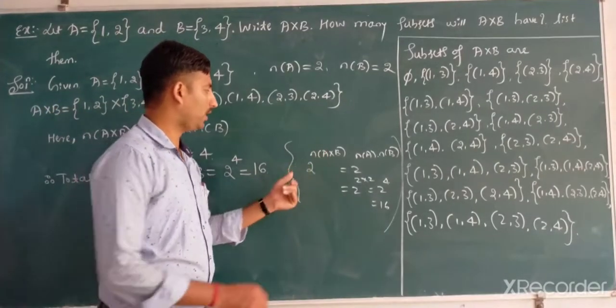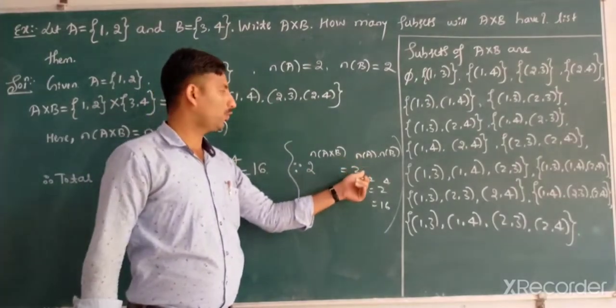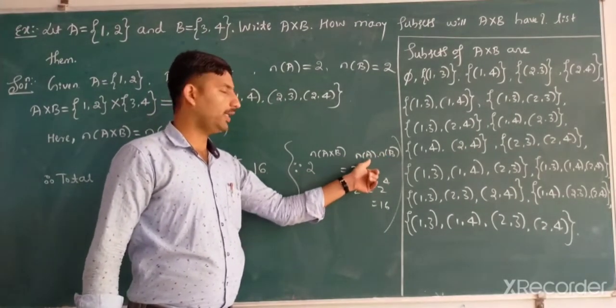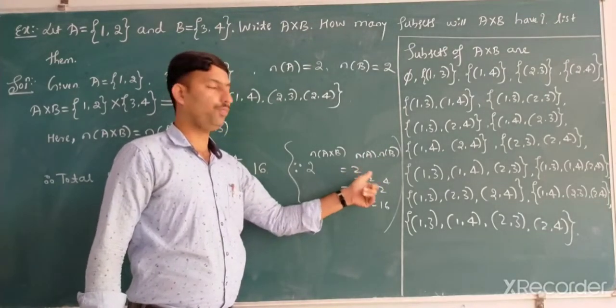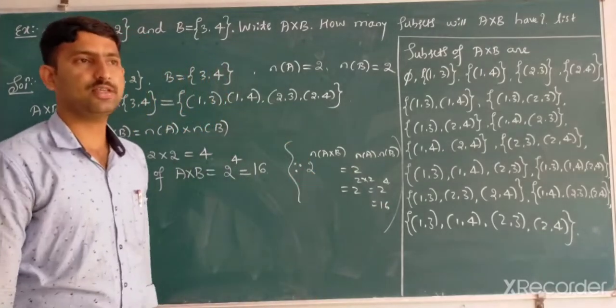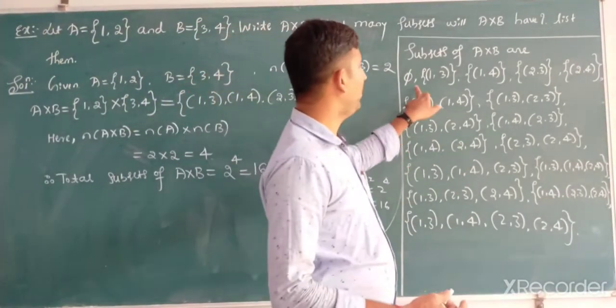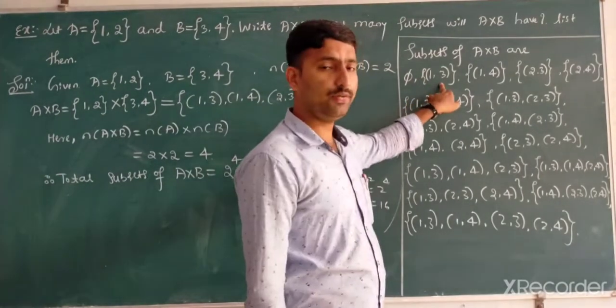That is, 2 to the power n(A cross B) is equal to 2 to the power n(A) into n(B). n(A) is 2, n(B) is 2, 2 into 2 is 4, and 2 to the power 4 is 16 subsets. Then what are the 16 subsets? We have the empty set. Empty set is a subset of every set. Then the singleton (1,3).